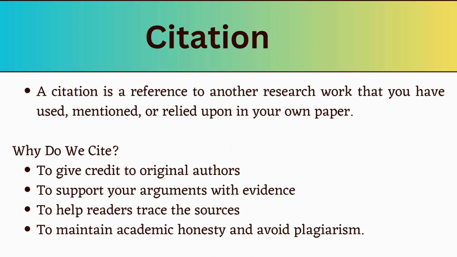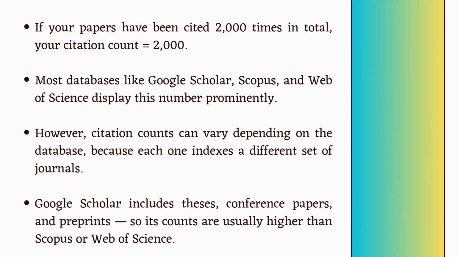Before going ahead with this video, let us first understand what is citation, because all the metrics or most of the metrics are developed on the number of citations. A citation is a reference to another research work that you have used, mentioned, or relied upon in your own paper. Why do we need to cite? We need to cite to give credit to original authors, to support our arguments with evidence, to help readers trace the sources, and to maintain academic honesty and to avoid plagiarism.